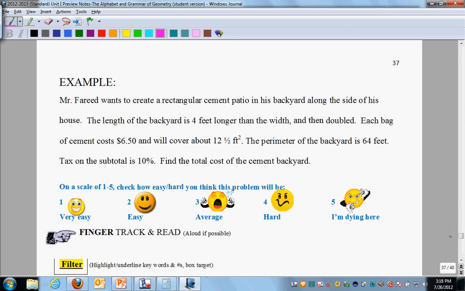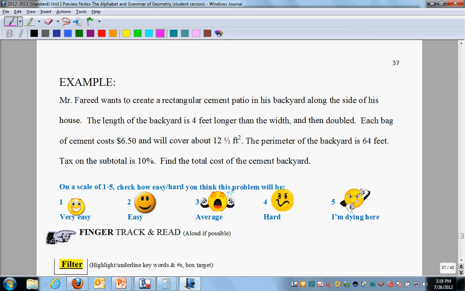Step number one, I'm just going to read the problem. You just watch, do nothing else, just listen. Mr. Farid wants to create a rectangular cement patio in his backyard along the side of his house. The length of the backyard is 4 feet longer than the width and doubled. Each bag of cement costs $6.50 and will cover about 12.5 feet squared. Perimeter of the backyard is 64 feet. Tax on the subtotal is 10%. Find the total cost of the cement backyard.